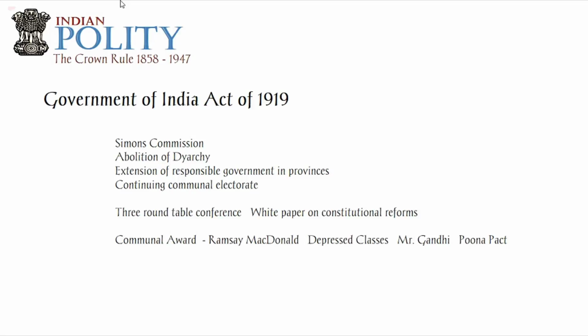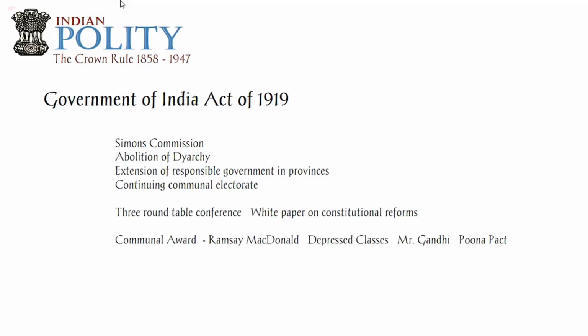The commission submitted the report in 1930 and recommended the following: abolition of the diarchy system, extension of responsible government in the provinces, establishment of a federation of British India and princely states, and continuing communal electorate. The British government conducted 3 roundtable conferences on considering the proposals of the commission. A white paper on constitutional reforms was prepared and submitted to the Joint Select Committee of the British Parliament, which, after approval, was incorporated with certain changes in the Government of India Act of 1935.